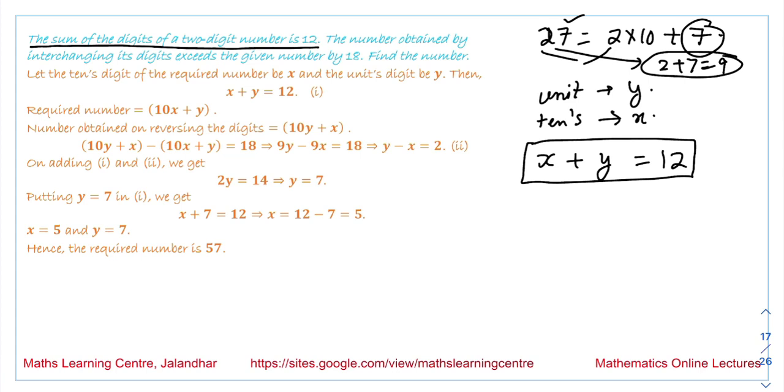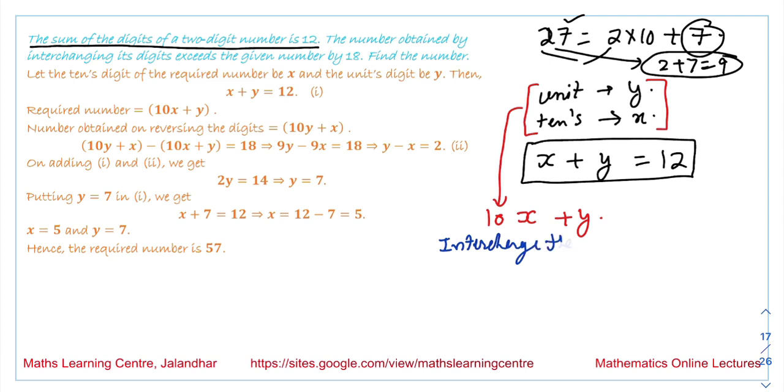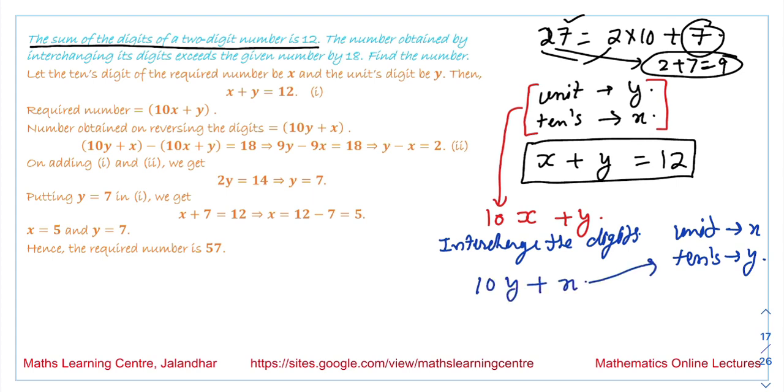Now we are saying the number obtained by interchanging its digits exceeds the given number by 18. If these are the digits, then the number we have is 10x plus y. Now if we interchange the digits, at units place we have x and at tens place we have y. The number will become 10y plus x.